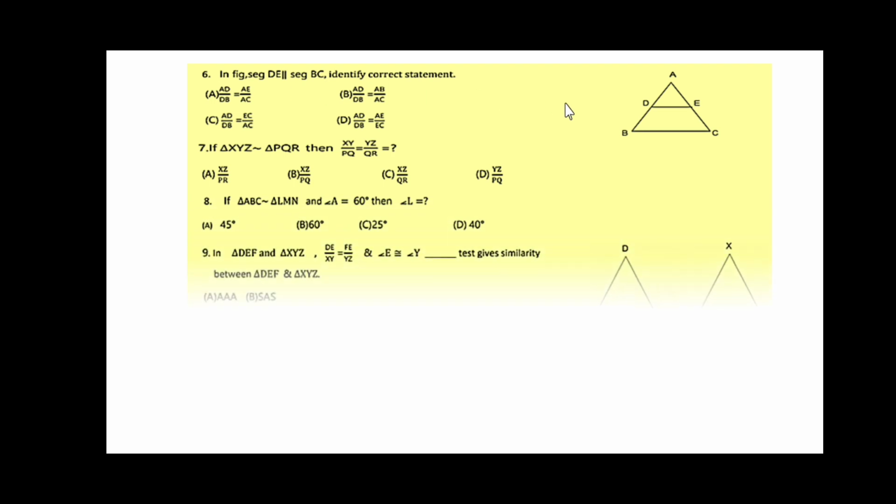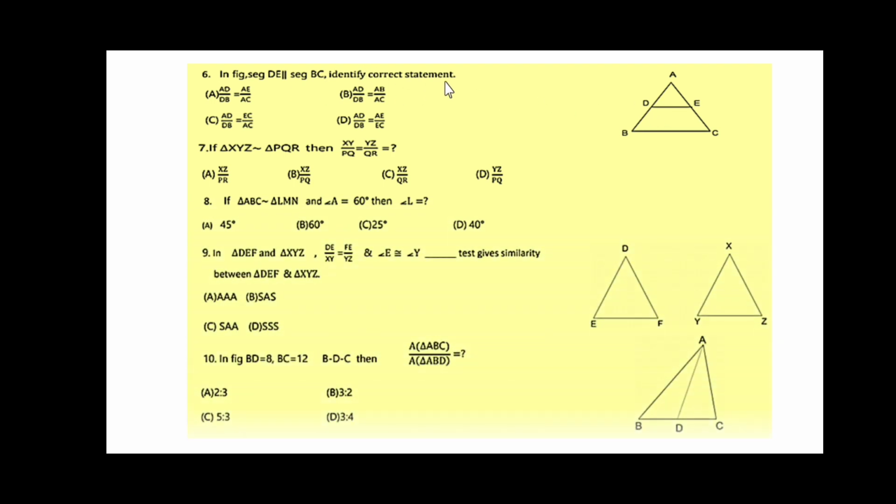In the adjoining figure, DE is parallel to BC. Identify the correct statement. So the correct statement here we will get, this is BPT, basic proportionality theorem. So we can get AD upon DB is equal to AE upon AC. Accordingly, this fourth option will be there.